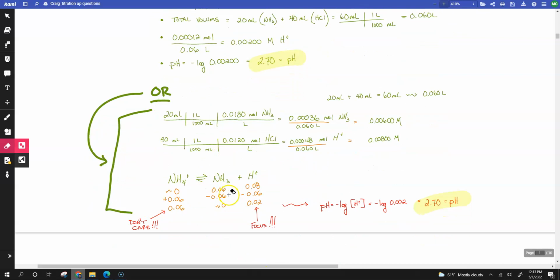Whichever value is smaller, so I'm going to use up all the ammonia. It goes to 0, and I'm going to have excess hydrochloric. So what that means is, looking at this ICE chart, I don't care about the ammonium. That is not what's going to tell me the pH. If I have a strong acid or strong base remaining at the end, that is what I'm going to focus on. Take the negative log of that. That'll give me my pH.